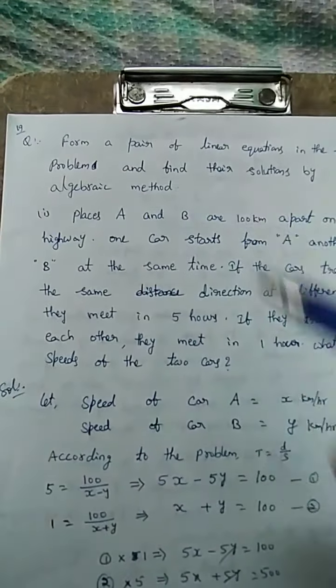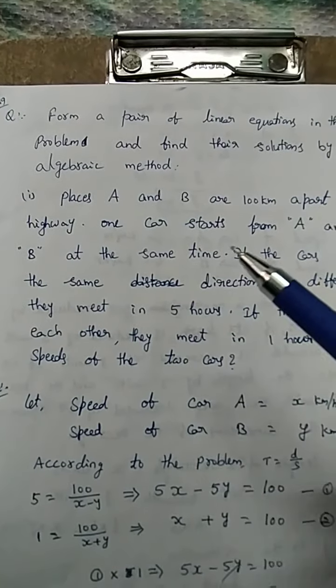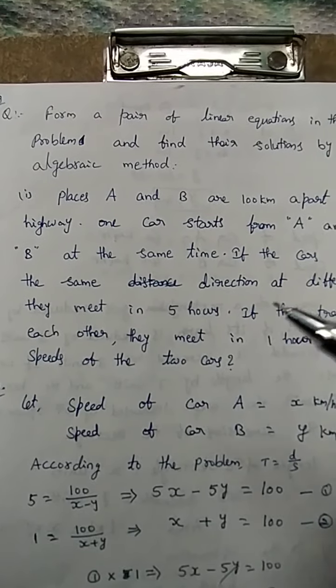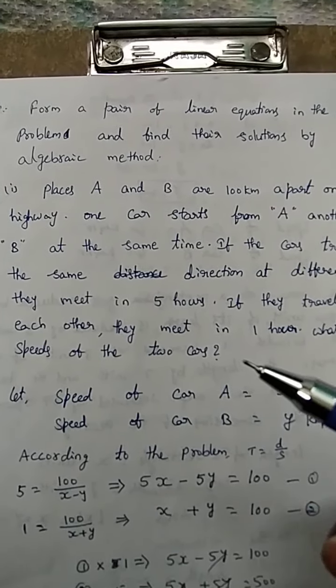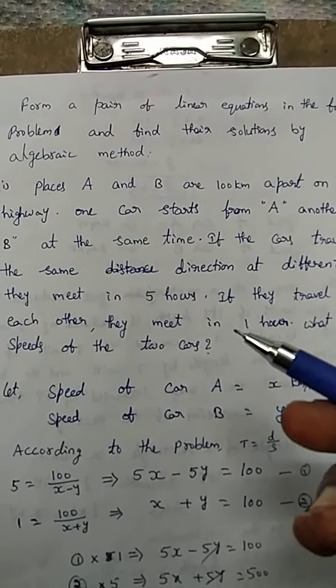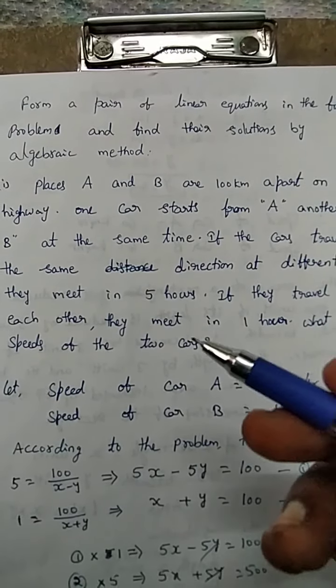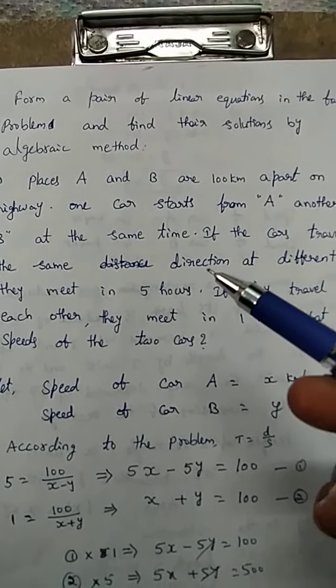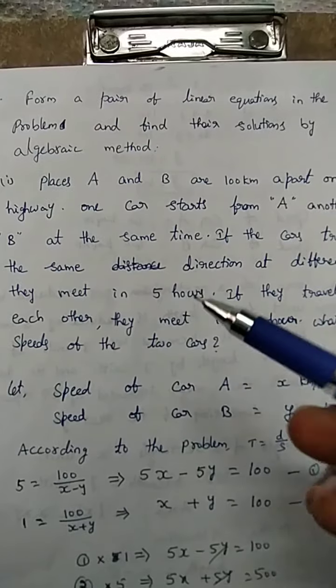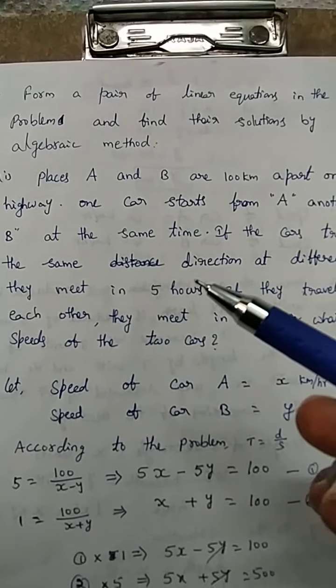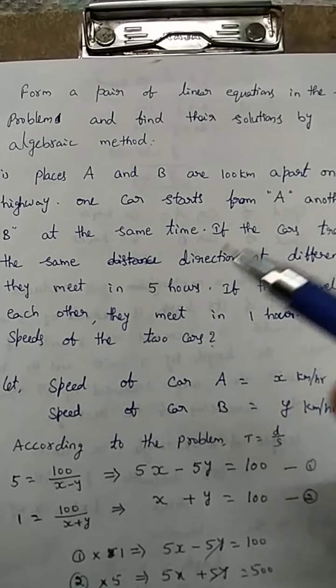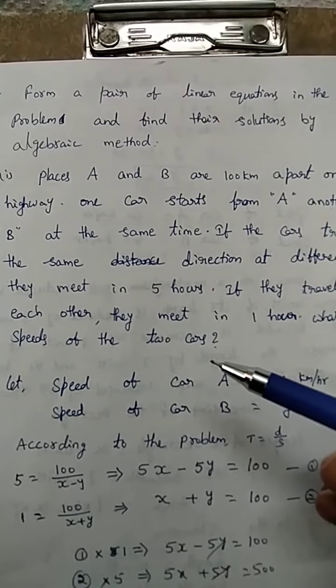Good morning, students. So now we know how we can solve a pair of linear equations by the graphical representation method and the algebraic method. In the algebraic method, we have three more methods: one is substitution, the second is elimination, and the third is the cross multiplication method.